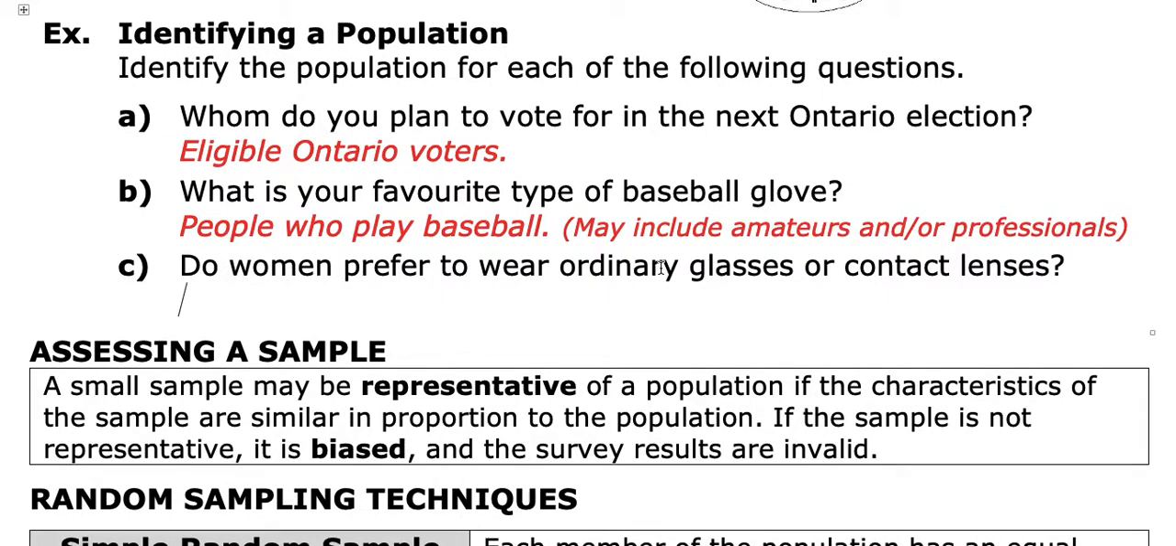Do women prefer to wear ordinary glasses or contact lenses? So the population would be something along the lines of women that need corrective lenses.